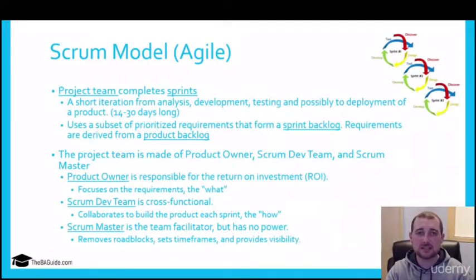The Scrum Master is the team facilitator. They don't have any power. They're just there to facilitate, make sure they're clearing roadblocks, setting time frames and expectations, and communicating and providing visibility of the project and the status of those sprints to executive management or whomever the sponsor is of the particular project.